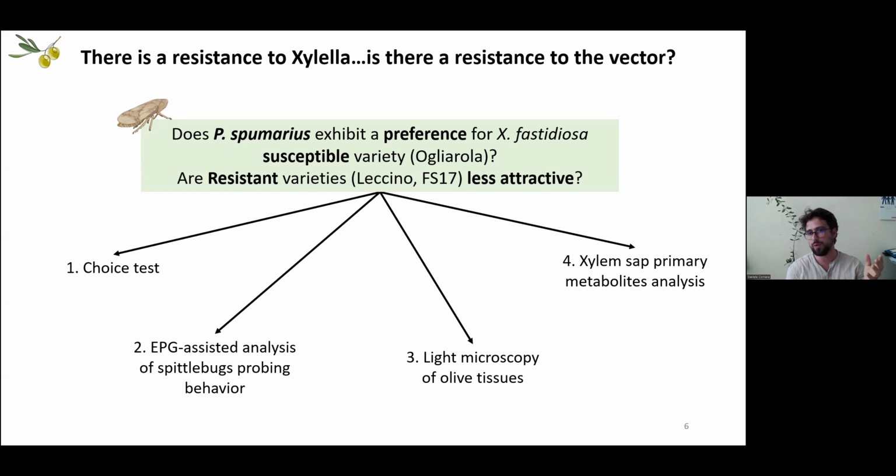To answer this question, we did multiple trials, choice tests and no-choice tests. We also did an EPG, electrical penetration graph, assisted observation of the probing and feeding behavior of Philaenus on these three varieties: the susceptible Ogliarola and the bacterium-resistant Leccino and FS17. We also tried to explain our data from choice tests and EPG by analyzing the xylem anatomy of the portion the spittlebugs had access to and fed on, and by doing a preliminary characterization of the primary metabolites in the xylem sap of plants where Philaenus fed.